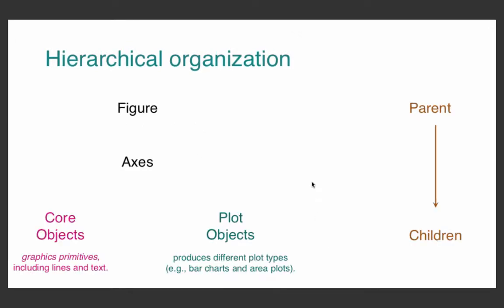Okay, so you've got this hierarchical organization. You've got a figure, then you've got axes, then you've got plot objects, which produce different plot types like bar charts and area plots, and you've got core objects, which are the graphics primitives, including lines and text. So it's parents down to children.